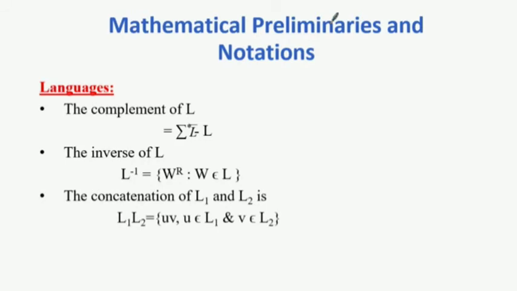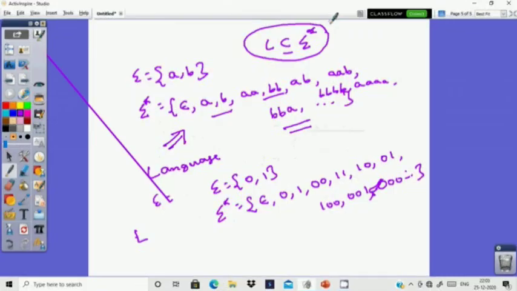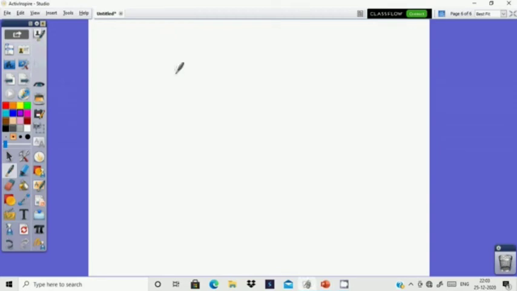Say for example, I have an alphabet sigma equal to {0, 1}, and I have a language called L which includes these alphabet symbols. Say for example, I have 00, 11 and 10. It's called a language. Now my language is limited. So what is meant by the complement of the language?